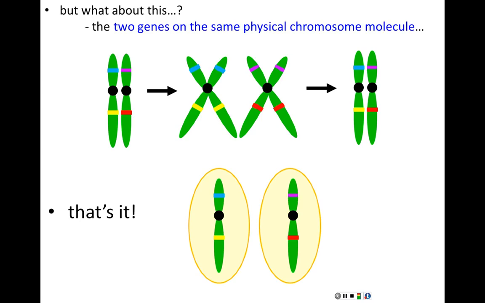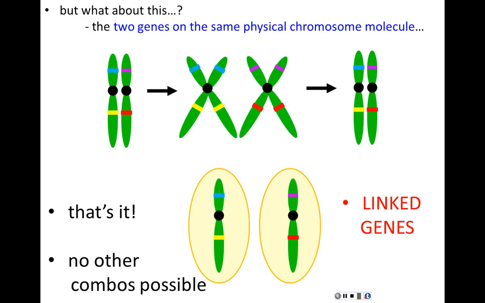Where are the other possible combinations? Where is light blue with red? Where is purple with yellow? You don't get those. And the reason you don't get those is because these two chromosomes are physically linked. No other combinations are possible because there is no independent assortment. These are linked genes found on the same chromosome.